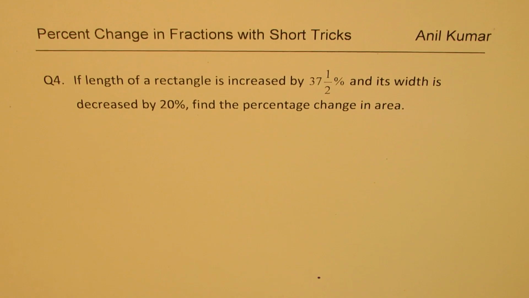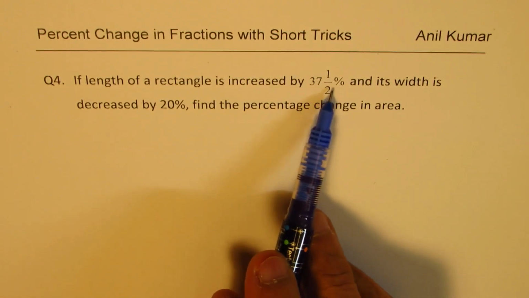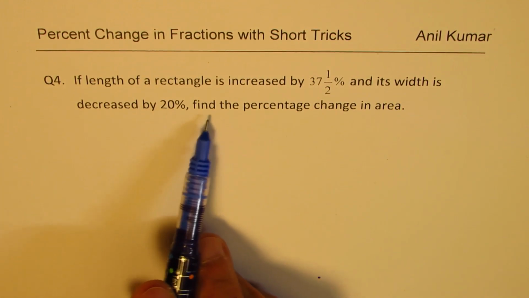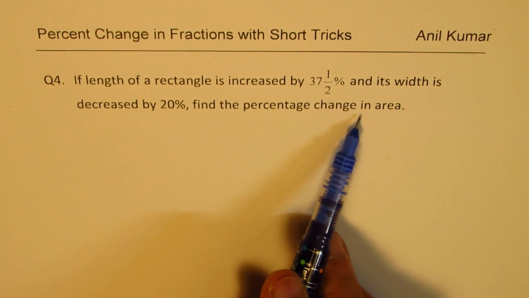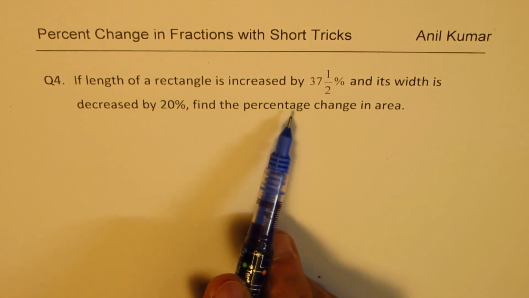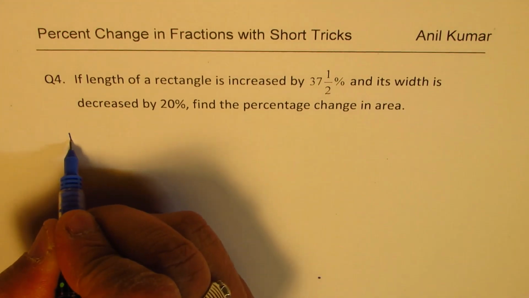Question number 4 is, if the length of a rectangle is increased by 37.5% and its width is decreased by 20%, find the percentage change in area. So this time there are two dimensions, length and width, and both are changing. So let's work with the length first.